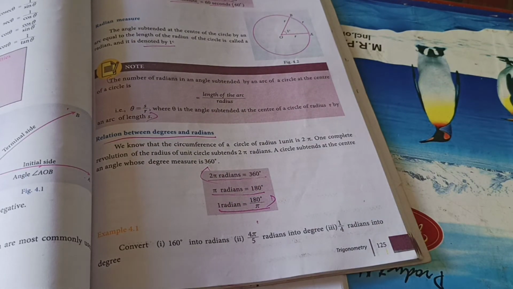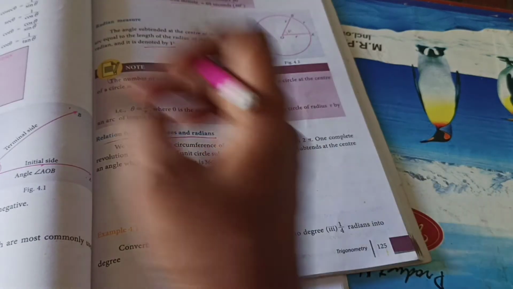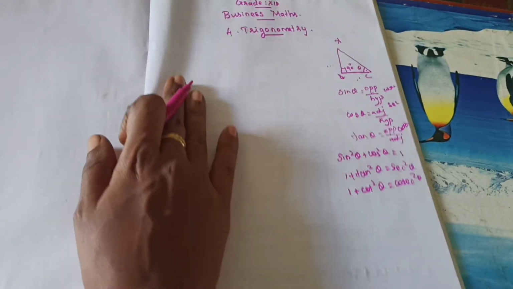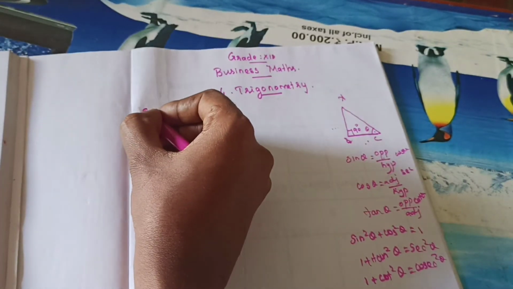This much you need to take down in your note. The remaining you need to learn from your book. Understand, students? So take down your note, put the heading trigonometry, and write down this and this one. Afterwards, we can come to example 4.1. Shall we start the problem?